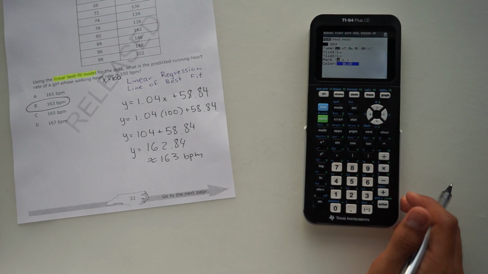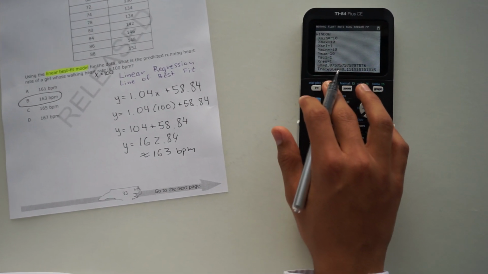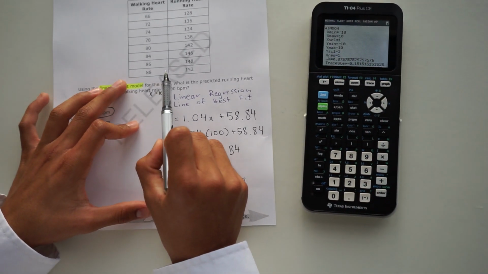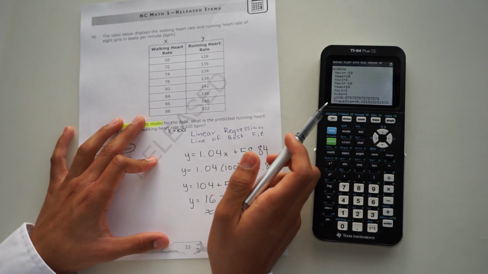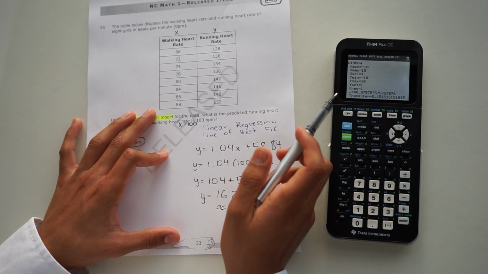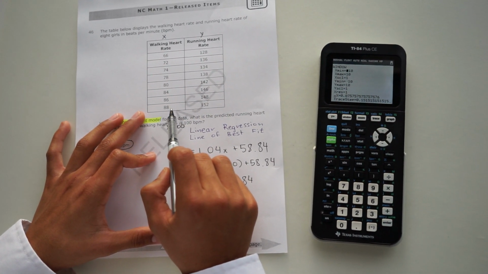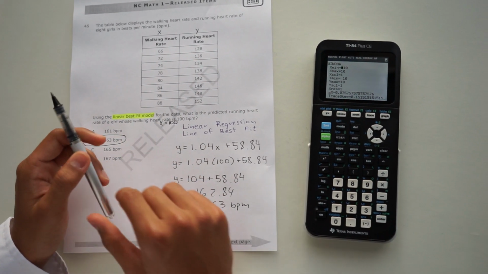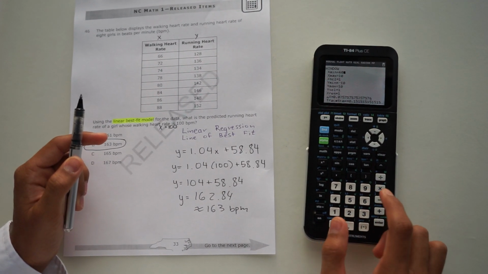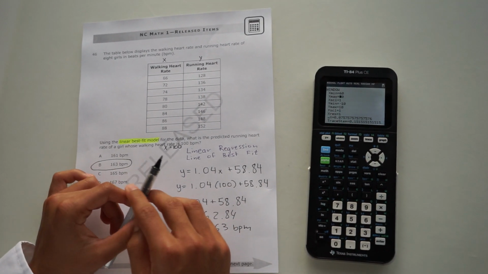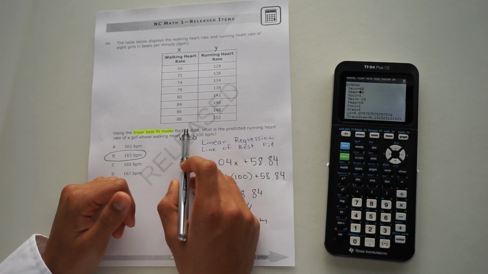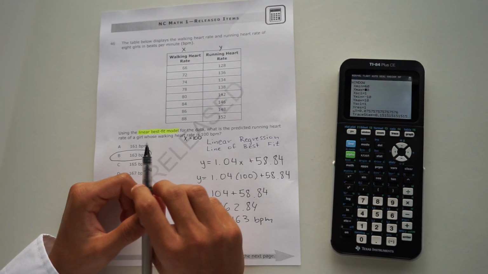The second thing that we're going to do is go to Window, because as you can see, these numbers don't fit in -10 to +10. The smallest x value that we have is 66. So a good x minimum would be 60. The highest x value that we have is 88. So a good maximum x value would be 100.